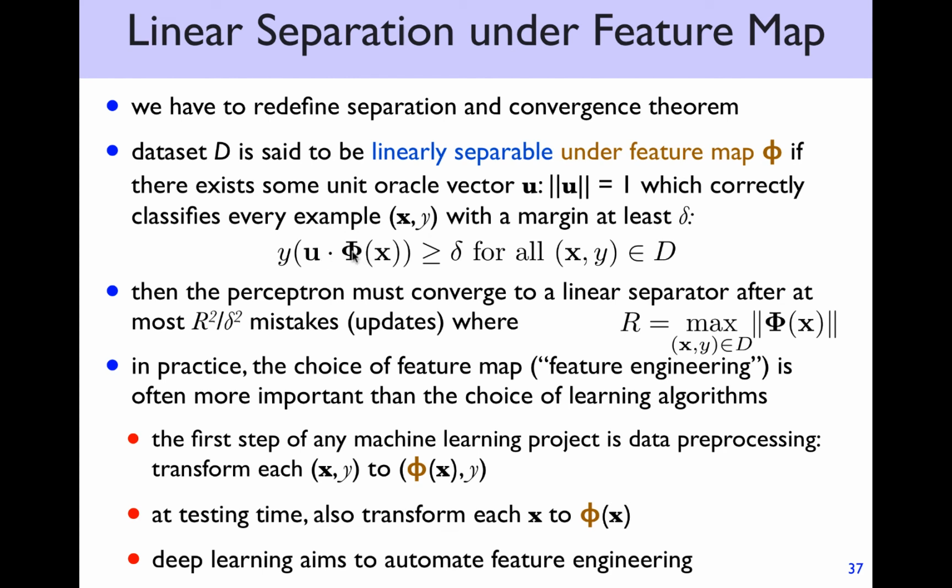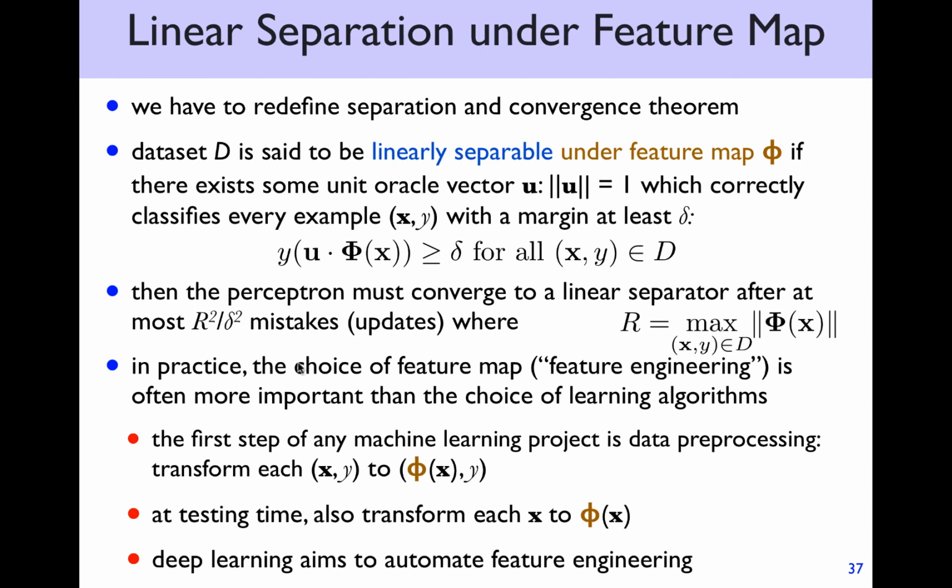That's a drop-in replacement. That's why if phi is the identity map, then you don't need anything more than what we did before. Then the perceptron must converge to a linear separator after at most the same bound on the number of mistakes in the worst case, where R needs to be redefined to be the max over phi of x, so the features after the feature map. Okay?